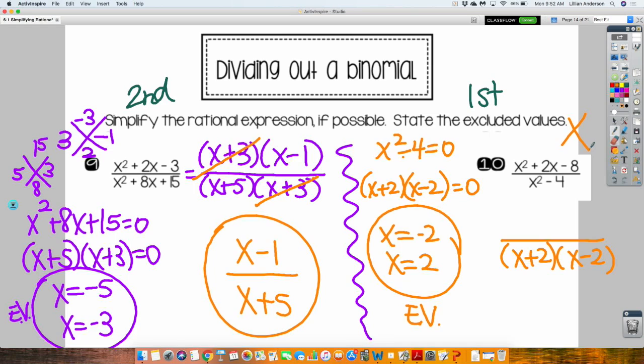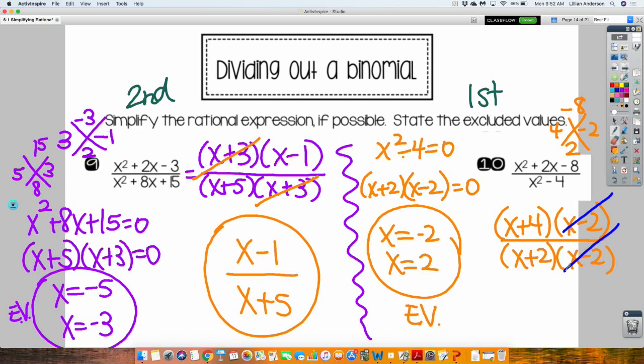So I got to factor the top. What number goes on top of the x? On the bottom of the x? And before you say it out loud, 4 and -2. Those are the two numbers that multiply to give you -8, add together to give you 2. So that's x plus 4, x minus 2.